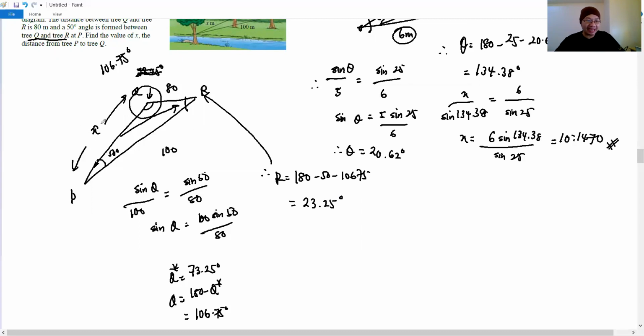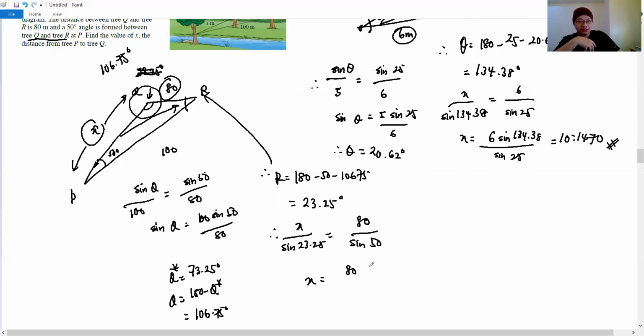We are talking about finding x here. So they are pairing with 23.25. Therefore, the length of x over the sine partner, sine 23.25, equals the next pairing. You can use the 80 with 50, or 100 with 106.75. Let's say I'm using 80. So it equals 80 over sine 50. So x equals 80 sine 23.25 over sine 50.